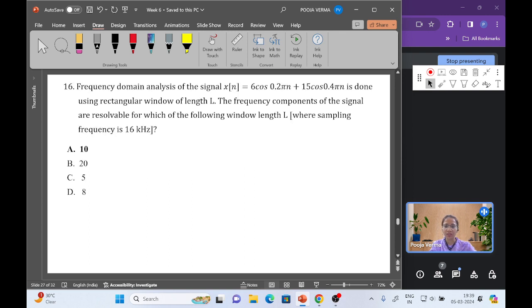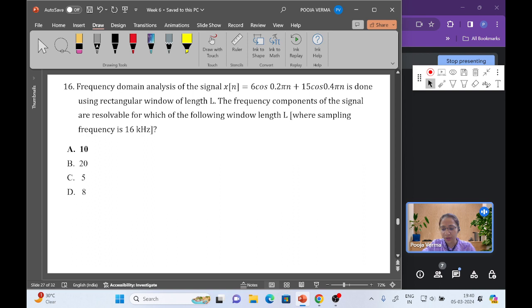Okay, moving to the next question. The frequency domain analysis of the signal x of n equal to 6 cos 0.2 pi n plus 15 cos 0.4 pi n is done using a rectangular window of length L. The frequency components of the signal are resolvable for which of the following window lengths L, where the sampling frequency is 16 kHz. Here the window function is a rectangular window, and the signal is 6 cos 0.2 pi n plus 15 cos 0.4 pi n.